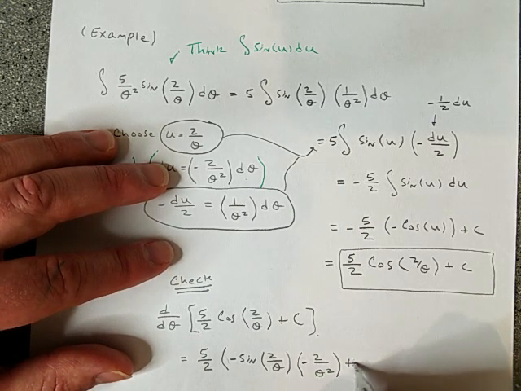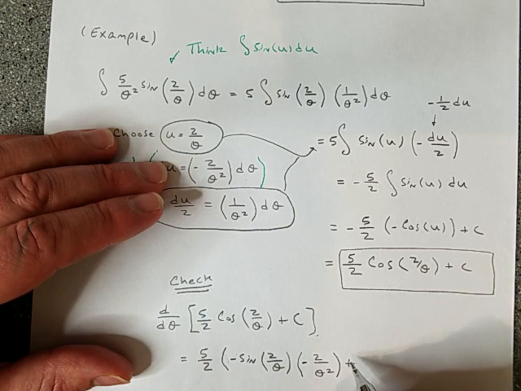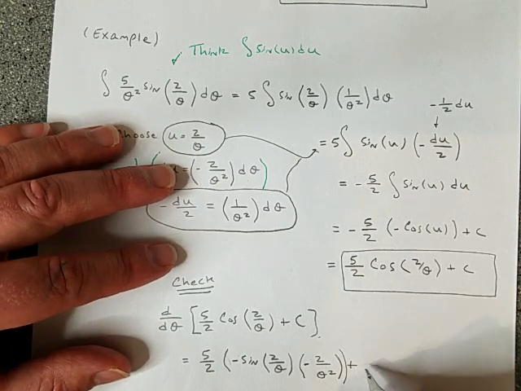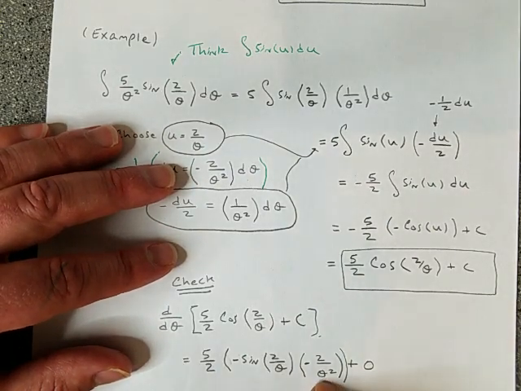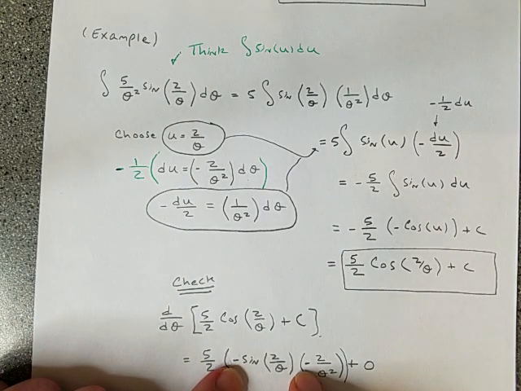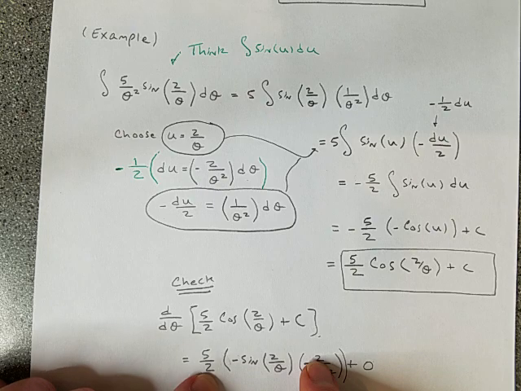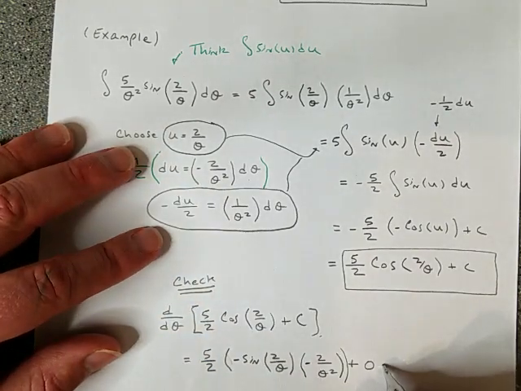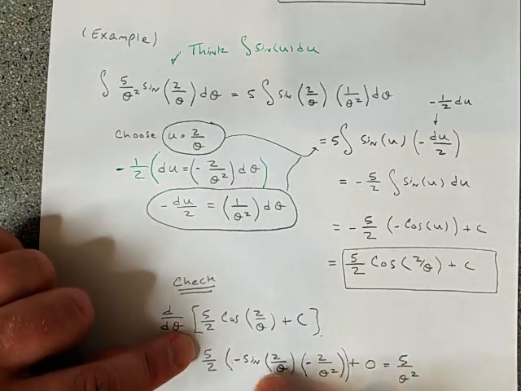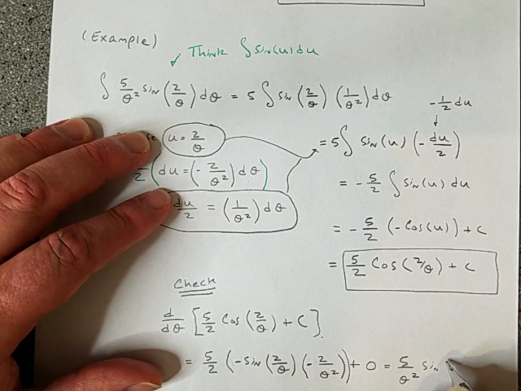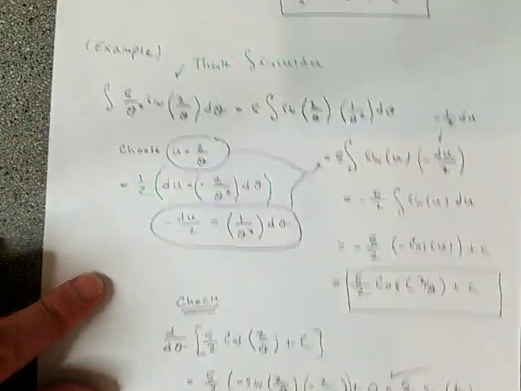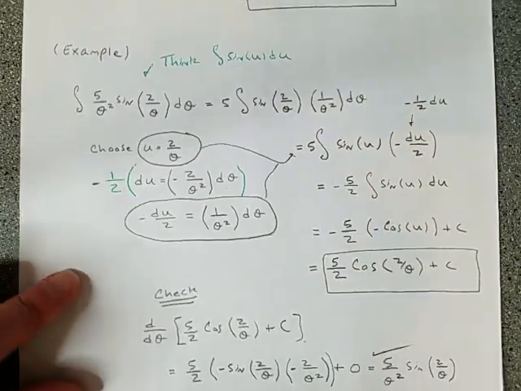And then plus, what's the derivative of capital C right there? That's a constant, so that would be 0. What does this turn out to be? Well, I've got two negatives that cancel to be a positive. The 2's cancel. I have a 5 on top, a theta squared on the bottom, and then times sine of 2 over theta. And that is what I started with, 5 over theta squared sine 2 over theta.